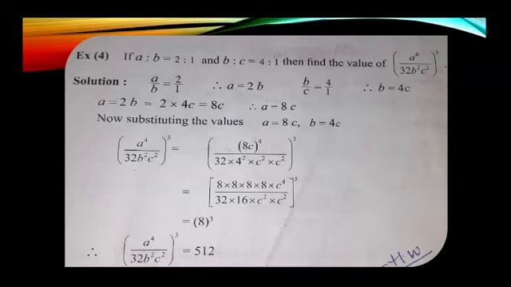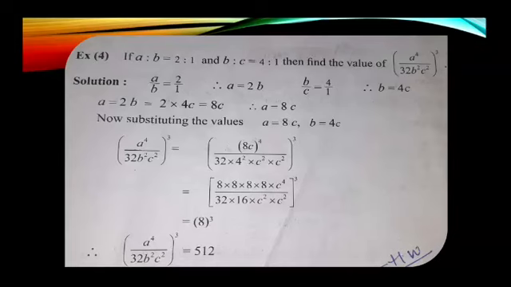The fourth example is very interesting. Let's see that. If a is to b is equal to 2 is to 1 and b is to c is equal to 4 is to 1, then find the value of (a raised to 4 upon 32 b square c square) the whole cube.